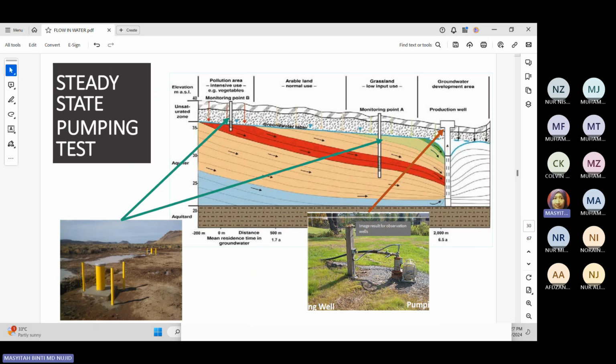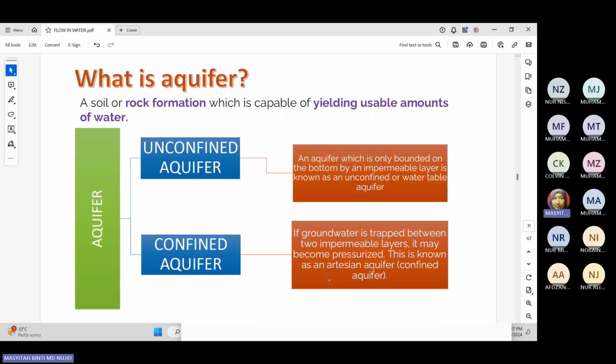Tapi all these things depending to the what types of permeable soil you dan juga aquifer you. Adakah dia confined aquifer ataupun dia unconfined aquifer. So this is the real image lah on site kalau you ada pumping well, kemudian you ada observation well.